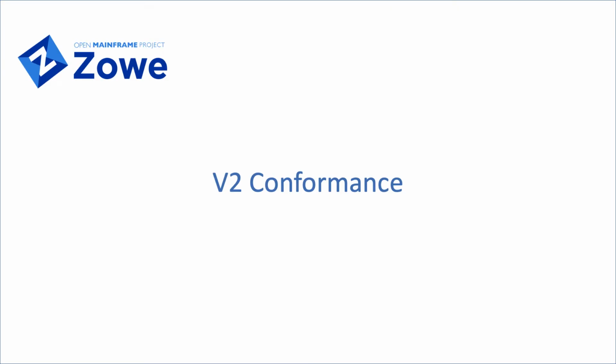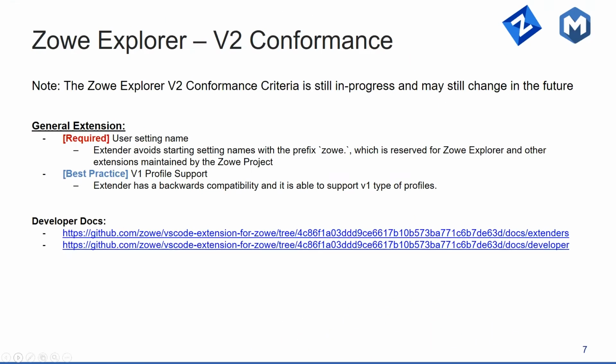All right, so for the V2 conformance, before I begin, I would like to take note that the V2 conformance for Zowe Explorer is still in progress and it still may change in the future. There's an open PR available in our repository. If you want to review it or comment, please do so. But for now, this is what we've come up with for our conformance.